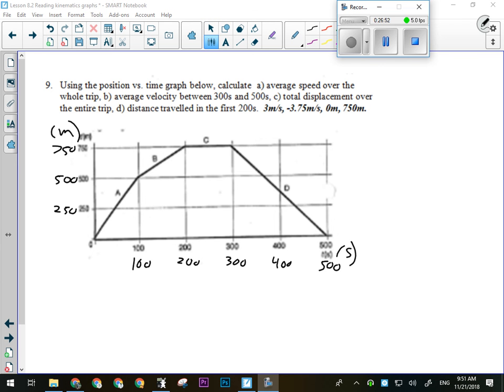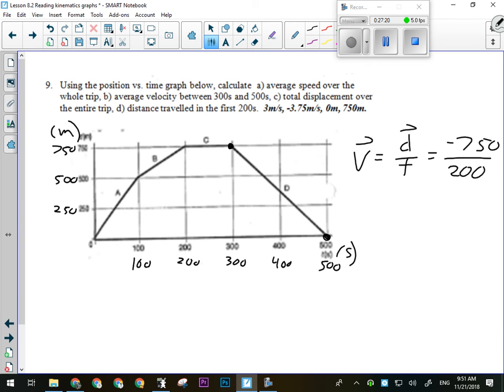So again, if I want to calculate average velocity, if it's a graph like this and not just one single line, it's going to be the total displacement divided by the total time. So between 300 and 500 seconds, here's my initial position, here's my final position, so it changes by negative 750, and it does that over 200 seconds. So if I go 750 divided by 200, I should get negative 3.75 meters per second. So it's just total displacement over total time. Yeah?